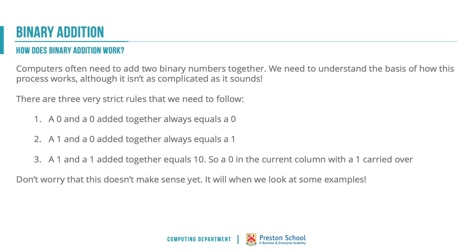If we add a 0 and a 0 together, the answer is a 0. If we add a 1 and a 0 together, the answer is a 1. And if we're adding two 1s together, the answer is 10, or 1, 0. So a 0 in the current column with a 1 carried over. Now, remember those rules, but they will make more sense on the next slide.